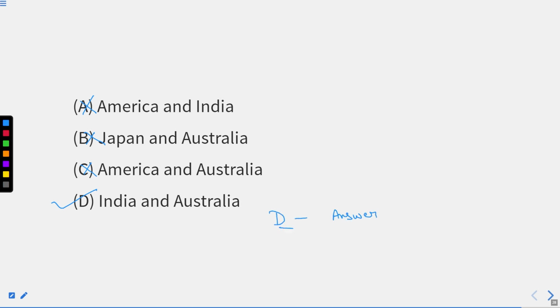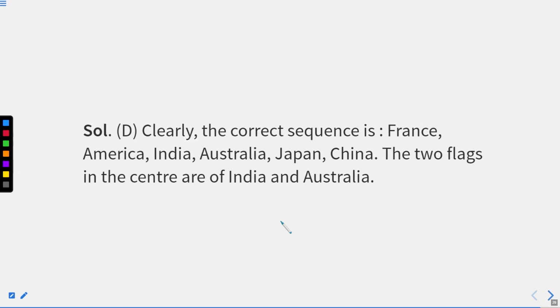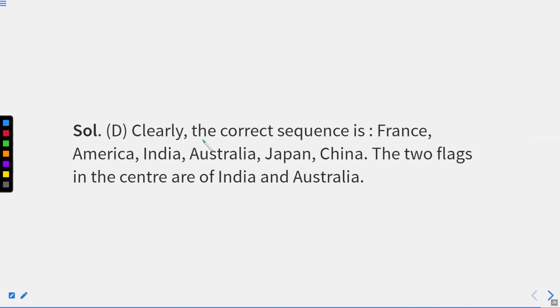I hope you got this question as well. Here we are having only one question based on this particular instruction, right? So it is clear that the correct sequence is France, America, India, Australia, Japan and China. So the two flags in the center are India and Australia. I hope this part is clear to you, right? I hope I'm able to explain everything clearly.